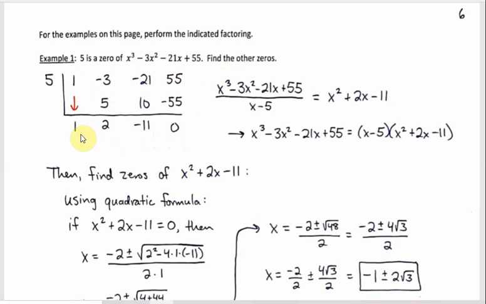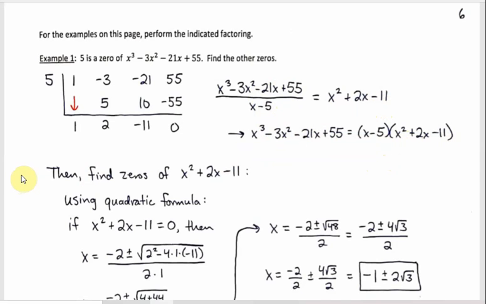Here the rest of this is. So what we're getting is that that original polynomial divided by x minus 5 must be x squared plus 2x minus 11. Or to rewrite that, x cubed minus 3x squared minus 21x plus 55 must be equal to x minus 5 times x squared plus 2x minus 11. And then we just have to find the zeros of this, right? Because we can't factor x minus 5 any farther.